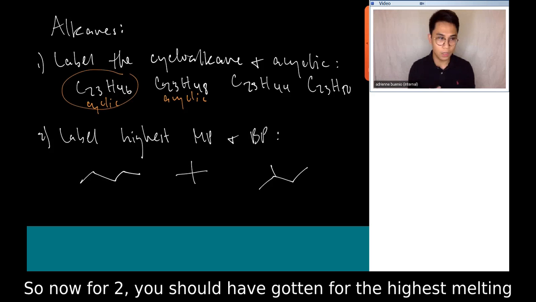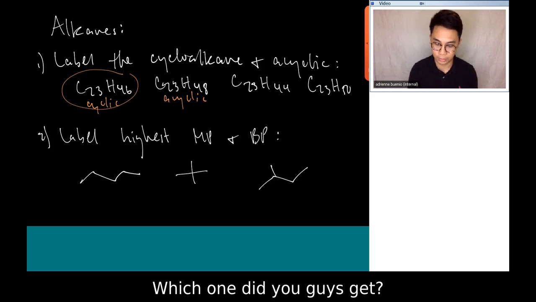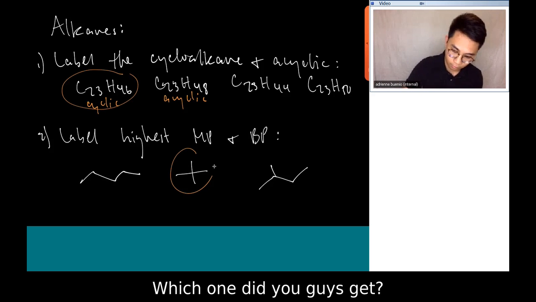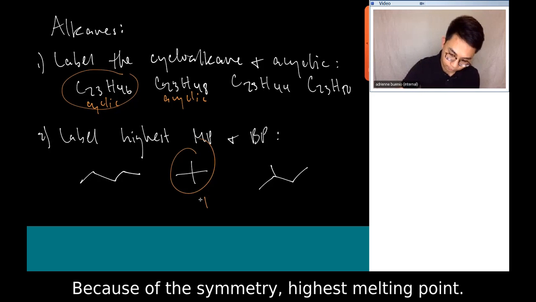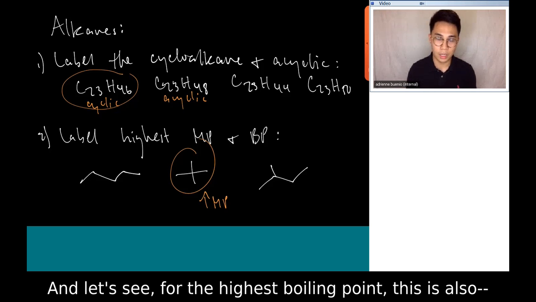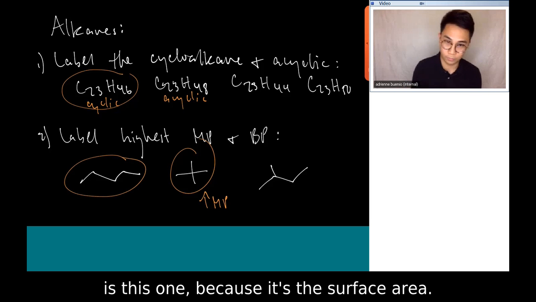So now for 2, we should have gone for the highest melting point. Which one do you guys get? Right, because of the symmetry, right? Highest melting point. And let's see, for the highest boiling point, yeah, boiling point is also this one, right?